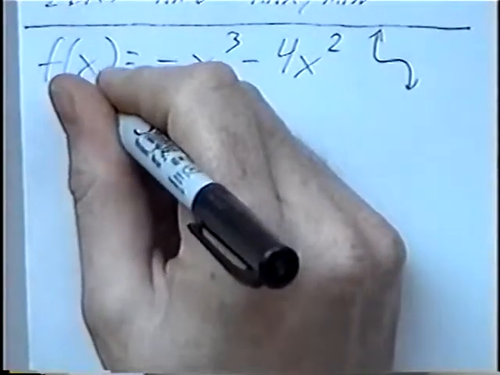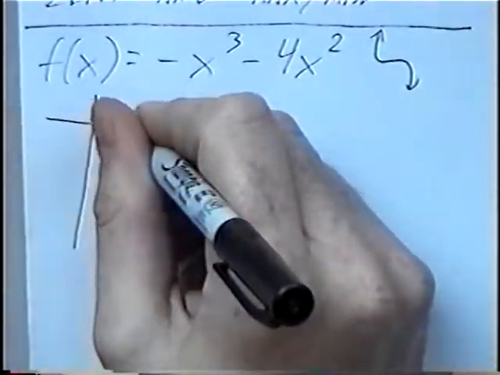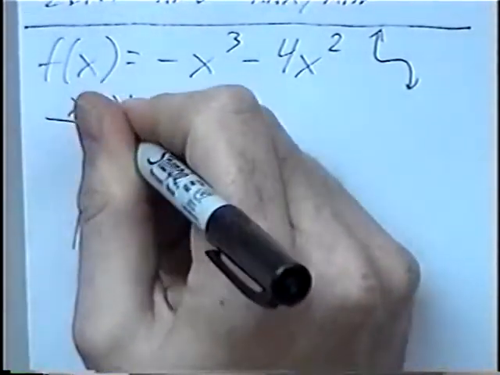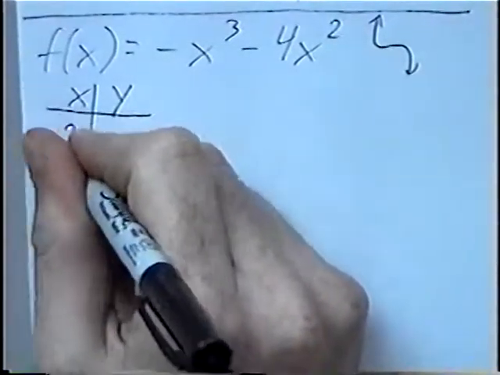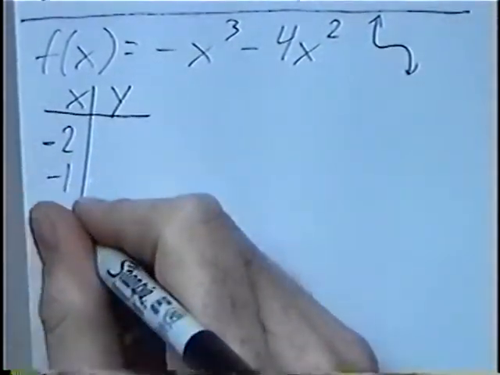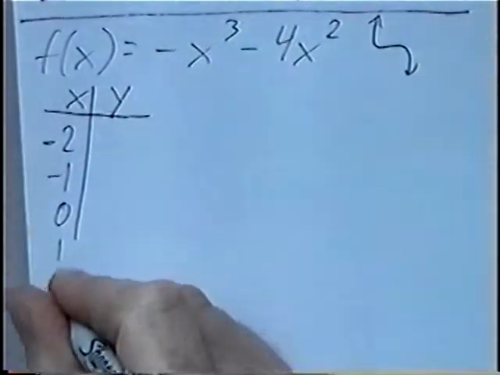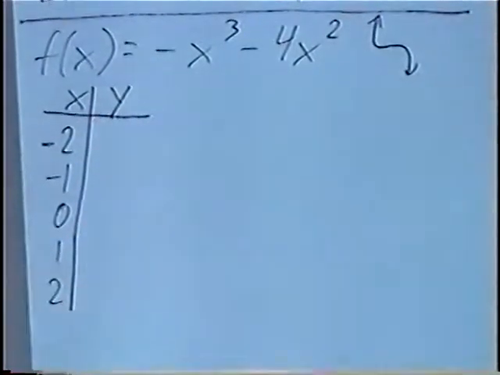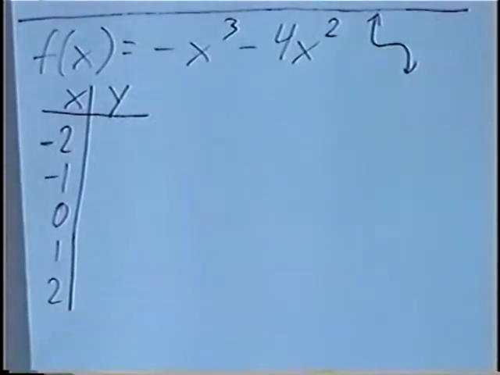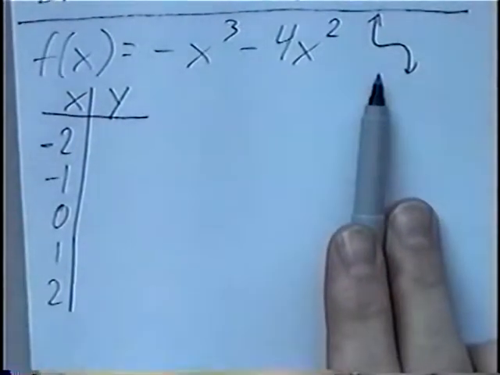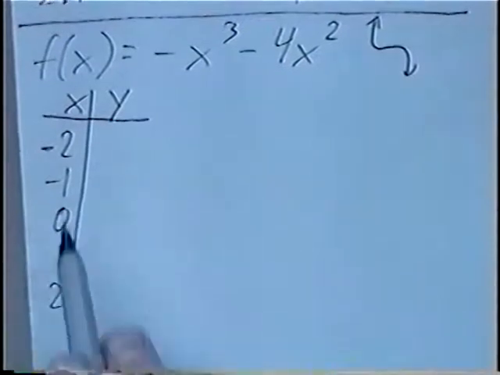To graph functions again, we can use a t-table, xy t-table. And you can use any numbers, but the numbers we'll use for the section will be -2, -1, 0, 1, and 2. Starting with these points, we'll get an idea of what the graph will look like, and then we can add more points as needed to get the correct shape.